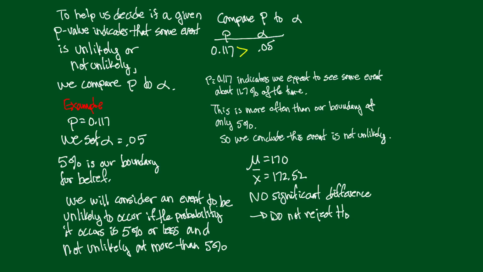So as we do these problems, what it comes down to is you have to be able to determine when do you reject, when do you not reject. So I always look at it like this. If there's no significant difference, I do not reject. No significant difference, do not reject. If there is a significant difference, then reject.